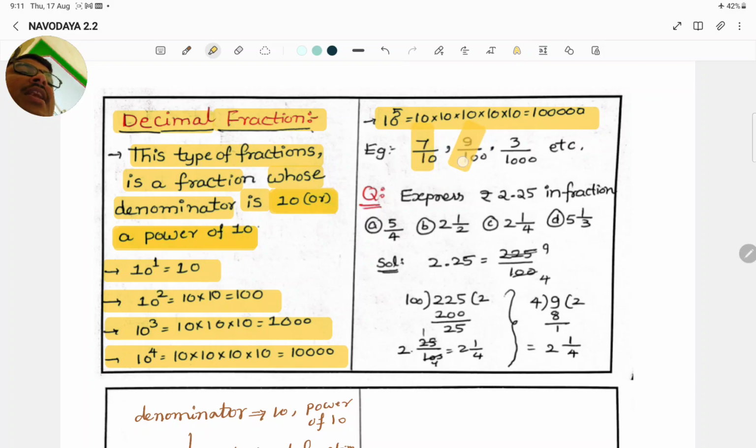Next, examples of decimal fractions. 7 divided by 10, 9 divided by 100, 3 divided by 1000 are examples of decimal fractions.